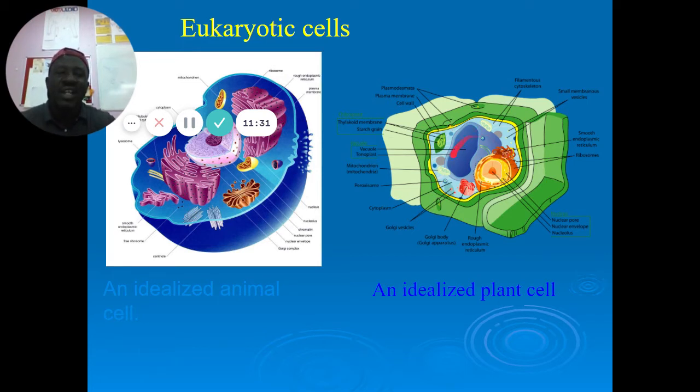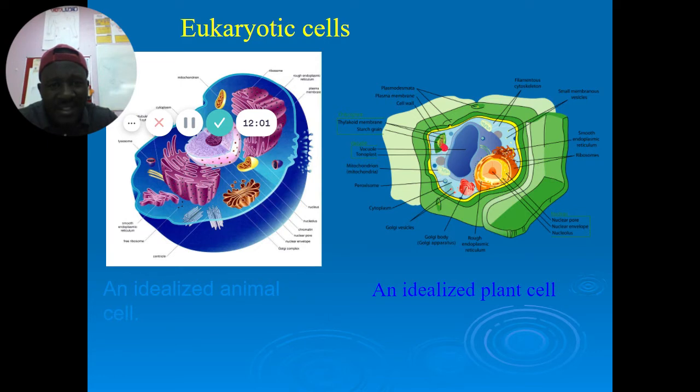Then the cell vacuole. This is the vacuole. The cell vacuole is large and located in the center. This is the plant cell, unlike the animal cell. Then another distinguishing feature is the chloroplast.